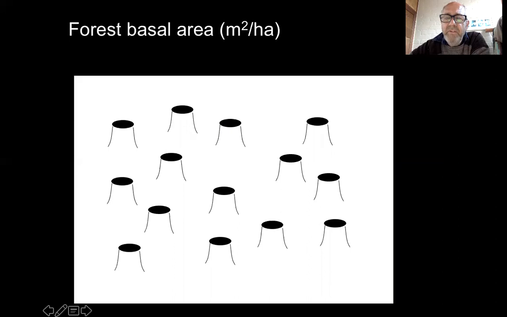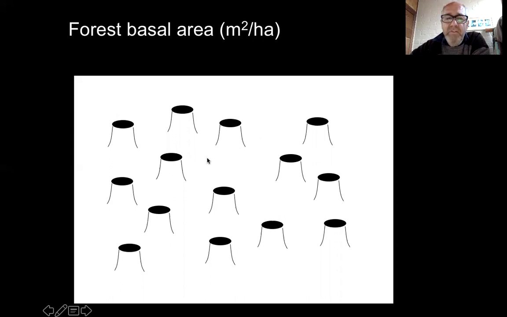Forest basal area. I mentioned this, and it's important for understanding where I'm going with how the forest grows. The forest basal area is just the basal area of all the trees in the forest per hectare of land. So we measure a plot of trees and calculate the basal area. Then we expand that plot, if it's representative, across a hectare, and we can get the basal area in square meters per hectare. I'm going to show you some graphs that actually use this as a measure.